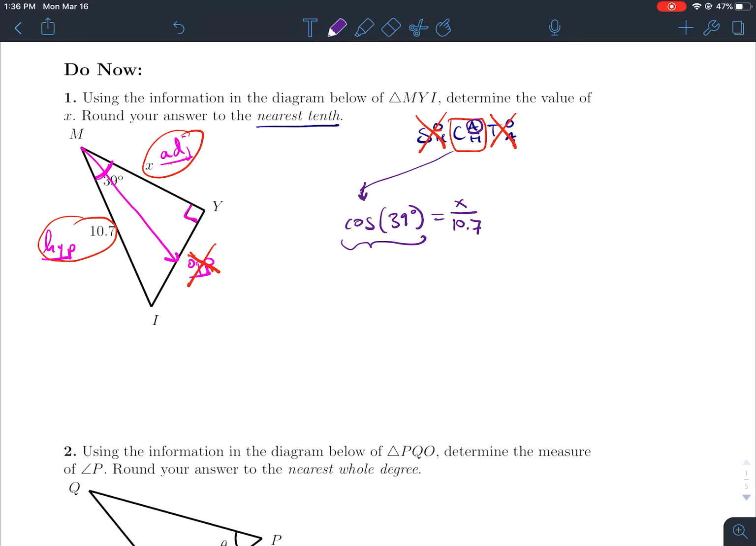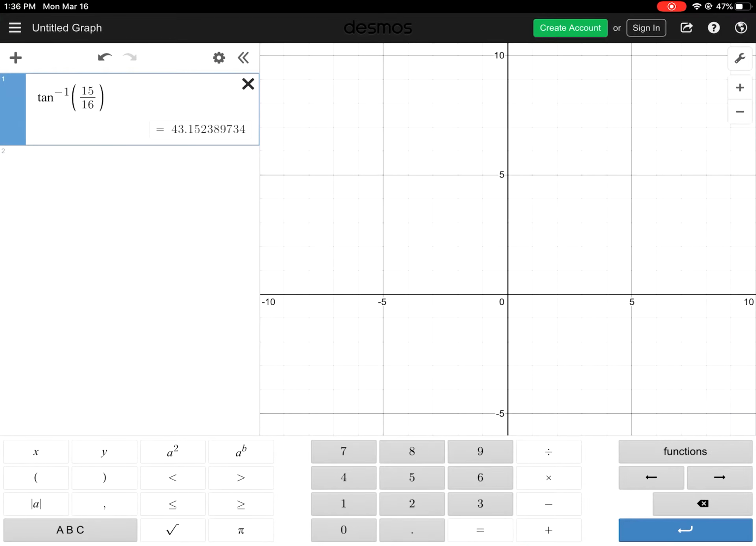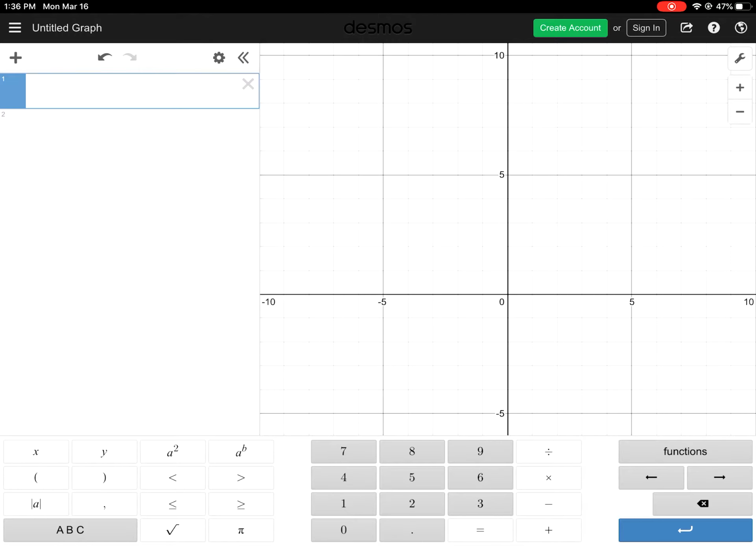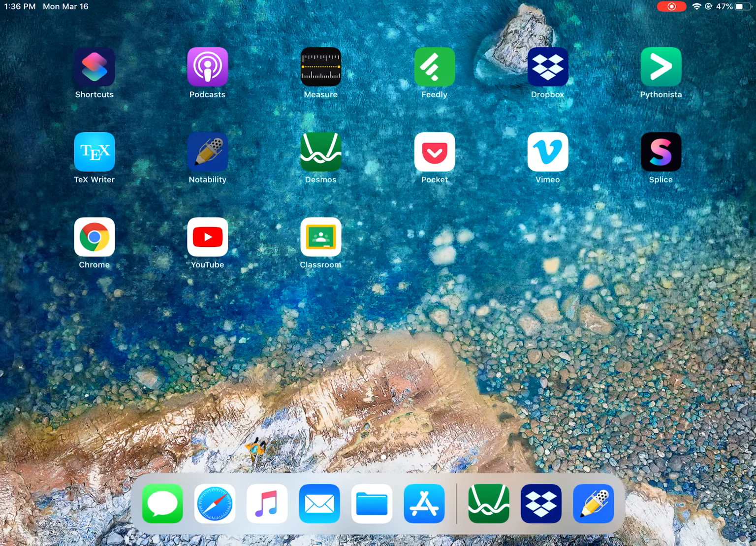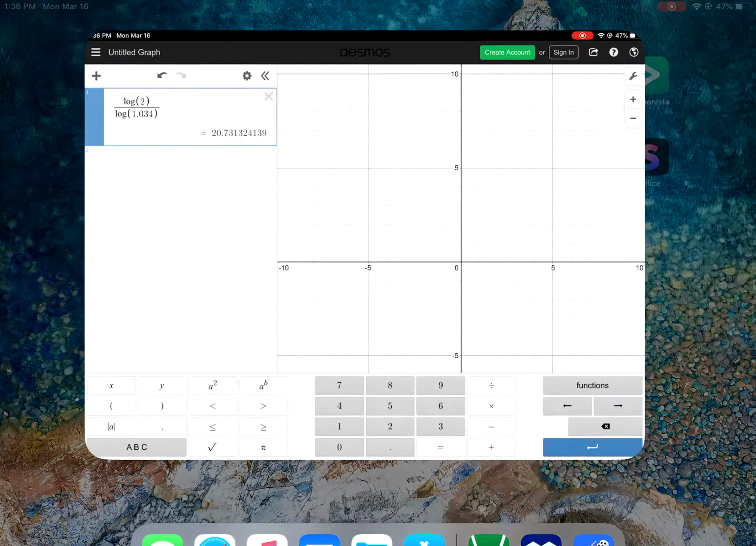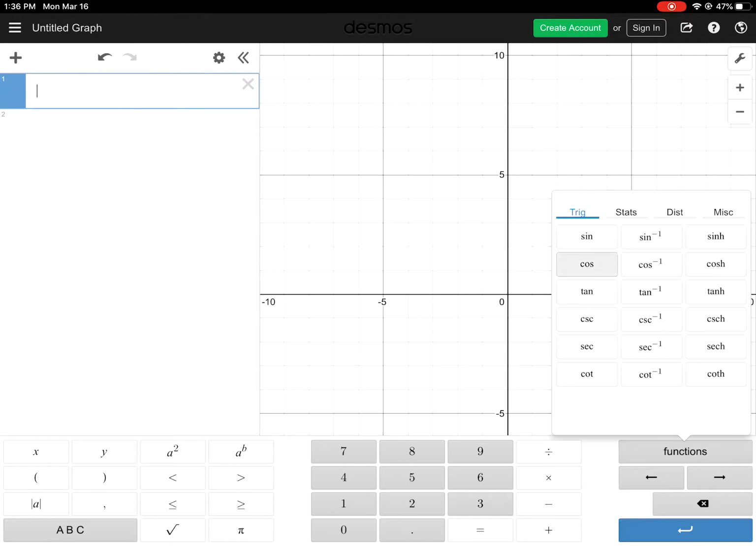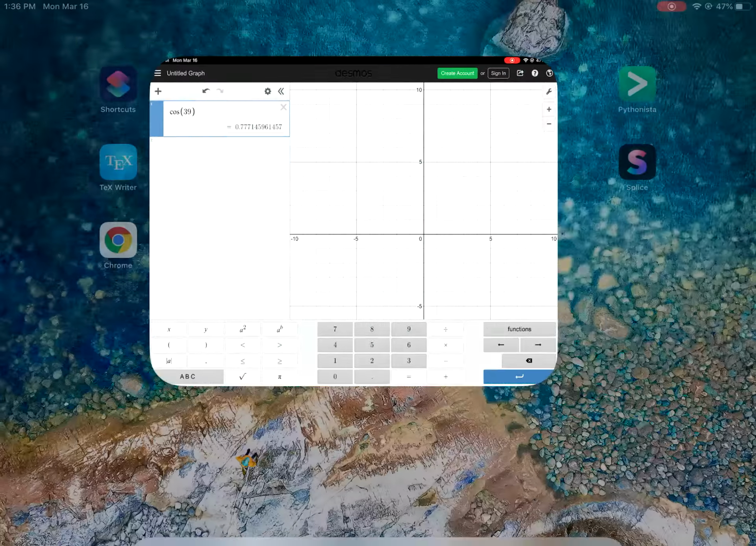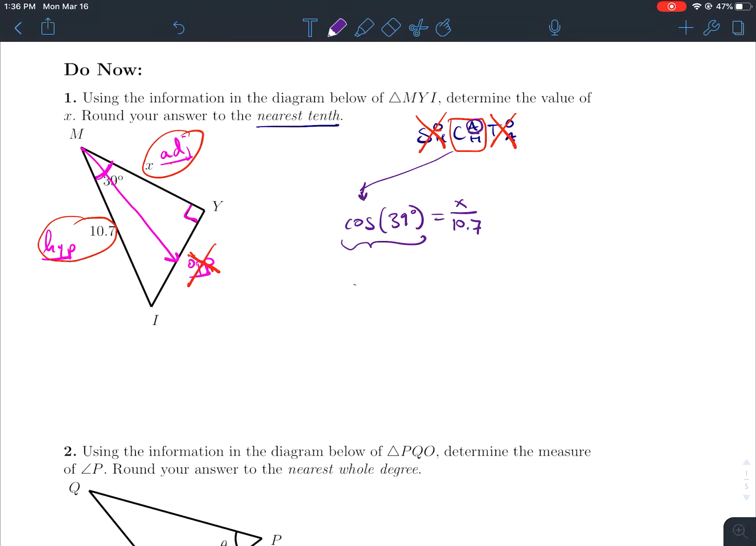So cosine of 39 degrees, that's just a number that we can compute with our calculator. To find that number, let's go to Desmos. If you're loading Desmos up for the first time, make sure that you change from radian mode, which is the one that it usually has, to degree mode, because we're measuring our angles in degrees. Let me just look back at the problem. It's cosine of 39 degrees. So we go functions, cosine, 39. So that's 0.7771, equals x divided by 10.7.